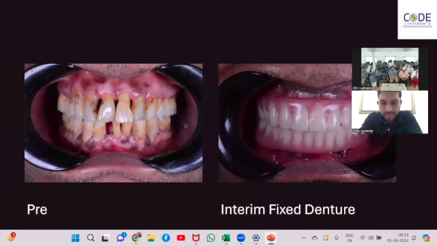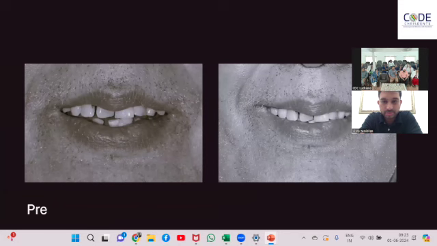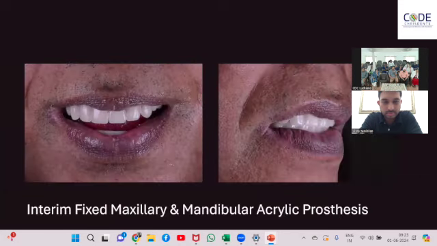I mean, we didn't have to do a lot of occlusal adjustment to get our occlusion in place, probably because the patient had a good vertical dimension because of his full complement of teeth. Now, this was his pre-op condition, and this was his interim fixed maxillary and mandibular acrylic prosthesis.